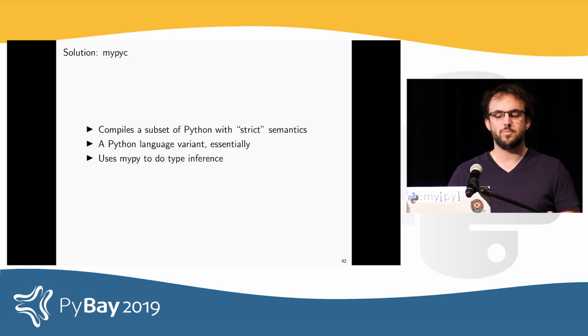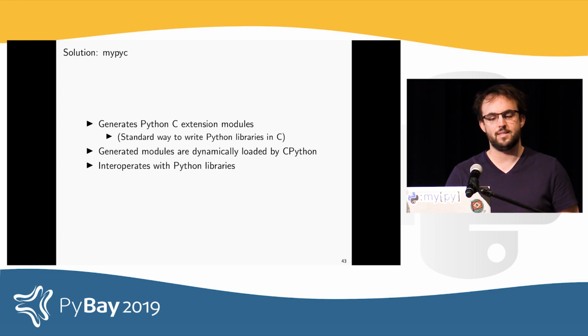It compiles a subset of Python with what we call strict semantics. It is essentially a language variant because there are different behaviors, the most salient one being that types are enforced. If you pass something that isn't an int to a function that expects an int, it will raise a type error at runtime. It uses mypy as a front end to get the type information, and it generates Python C extension modules, which is the bog standard way to write Python libraries in C, very heavily used by a lot of programs.